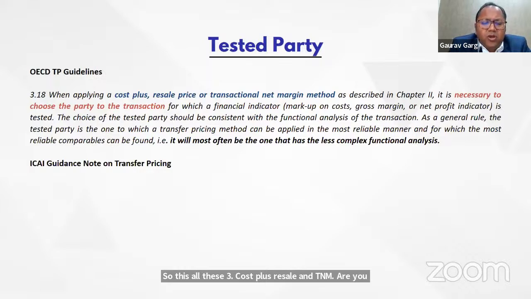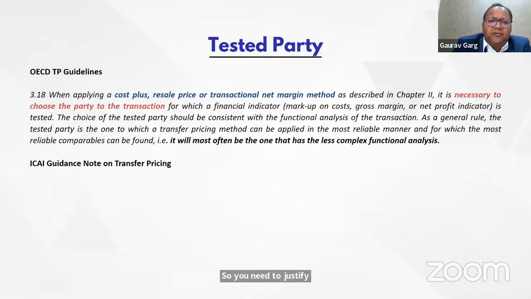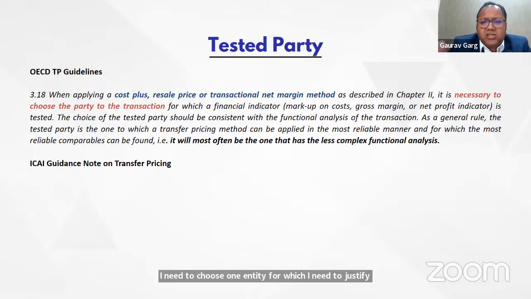So you need to justify the profit of one entity. Let's say I am based out of India and I'm exporting goods to the UAE for distribution. Then I need to choose one entity for which I need to justify the profit, and what is happening in the other entity is not the worry, is not something you justify in the transfer pricing document or TP report.